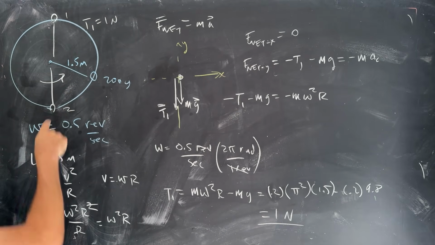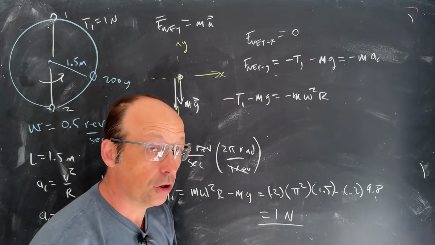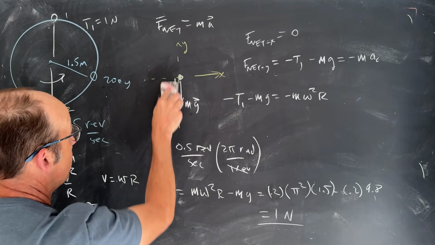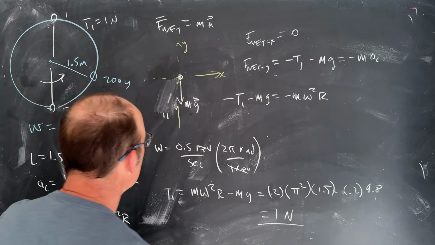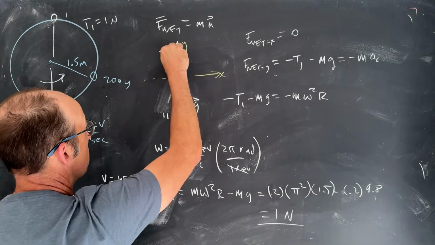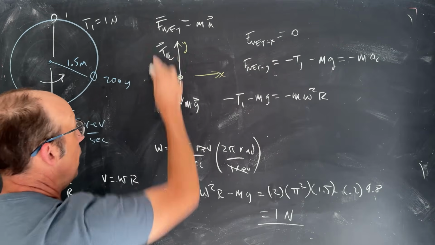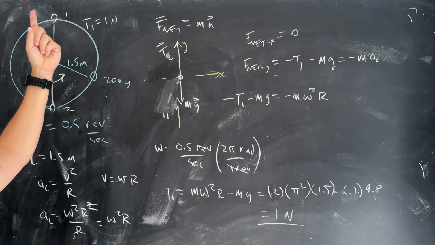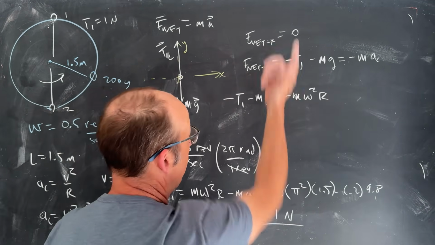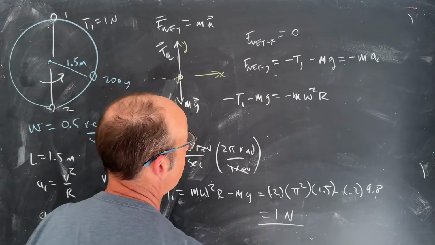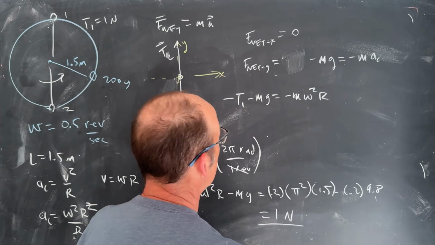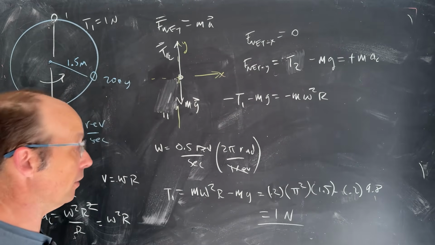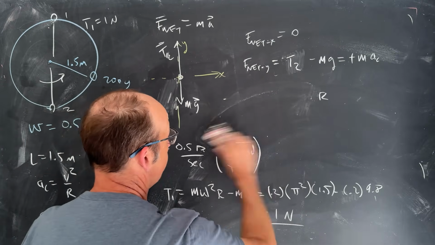Now let's go down here to the bottom. At the bottom, there's only 2 things that change. Number 1, if I redraw my diagram, the tension is now pulling up, T2. And number 2, the acceleration is in the positive y direction because that's towards the center of the circle. So F net x is still equal to 0. I can just change this up. I'm going to put this as T2, and that's going to be plus. That's the only difference. So let's solve this again.